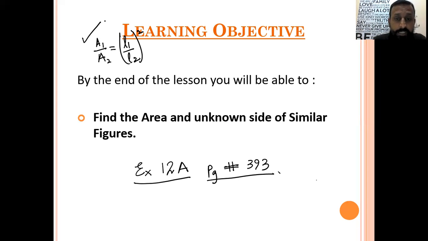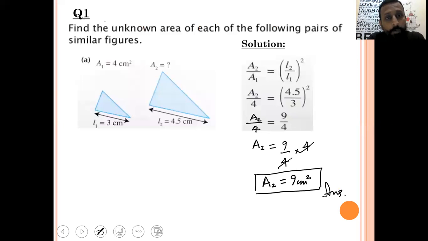So let's start exercise 12a. This is on page number 393 of your maths book 3. Question number 1. Find the unknown area of each of the following pairs of similar figures. The first one has been done for you as an example.